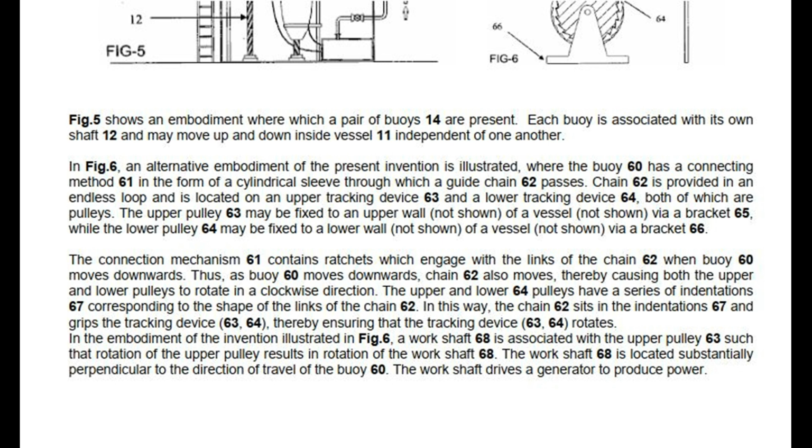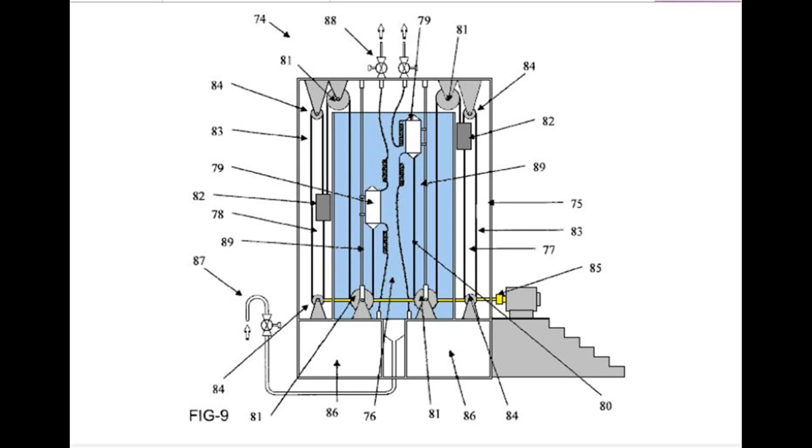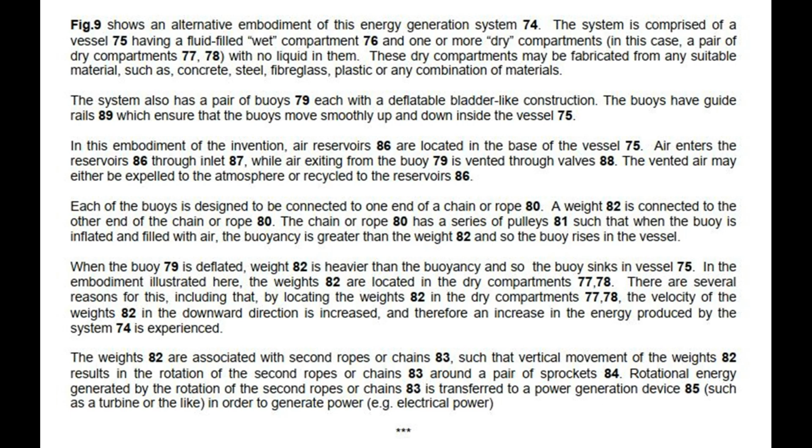Fig. 9 shows an alternative embodiment of this energy generation system 74. The system is comprised of a vessel 75 having a fluid-filled wet compartment 76 and one or more dry compartments, in this case, a pair of dry compartments 77, 78, with no liquid in them. These dry compartments may be fabricated from any suitable material, such as concrete, steel, fiberglass, plastic or any combination of materials.